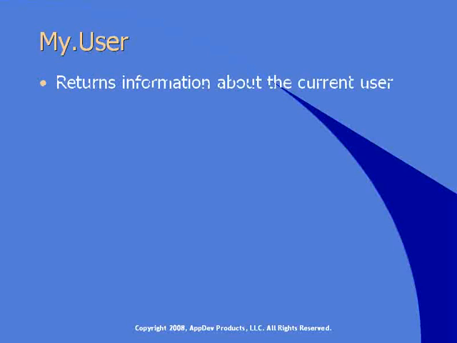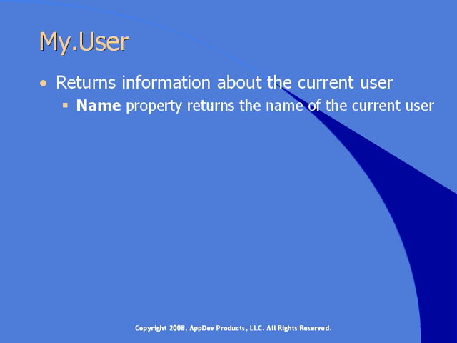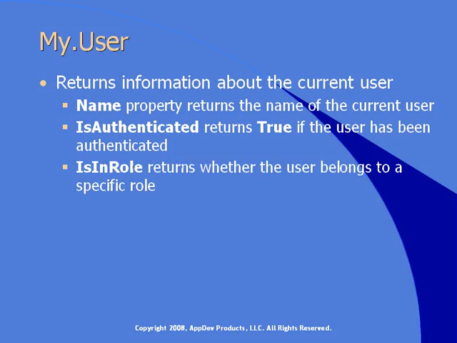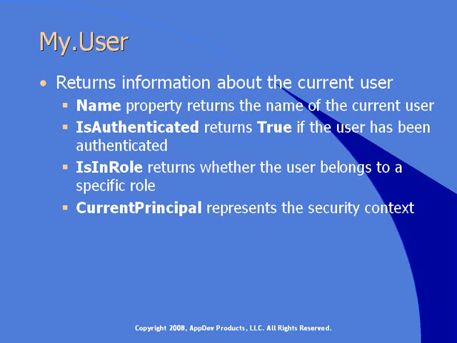The my.user object returns information about the current user. So the name property will give me the name of the user. IsAuthenticated will return true if the user has been authenticated. I can find out what roles the user's in by using isInRole. And finally, the current principal represents the security context the user is currently running in.